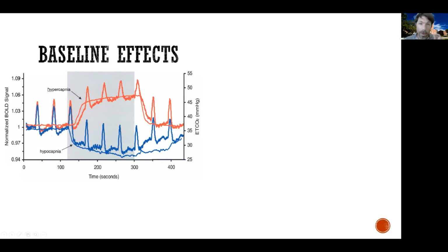Now, if you increase the CO2, so hypercapnia, in general, the basal cerebral blood flow goes up. In response to inhaling more CO2, there's just a systemic increase in the basal metabolic rate. So if you think of it, there's an increase in CBF notwithstanding any stimulation. The whole system just upregulates CBF.